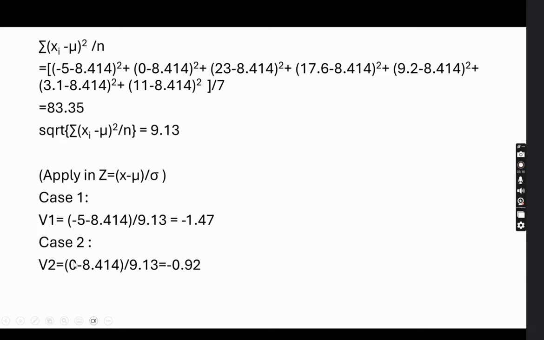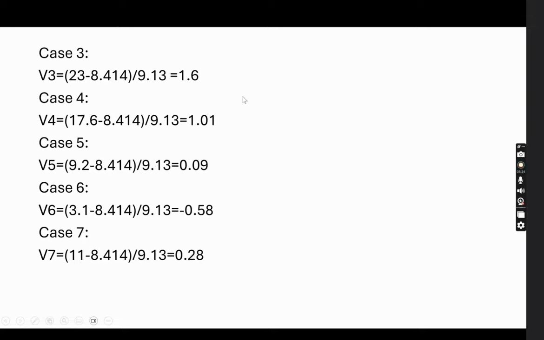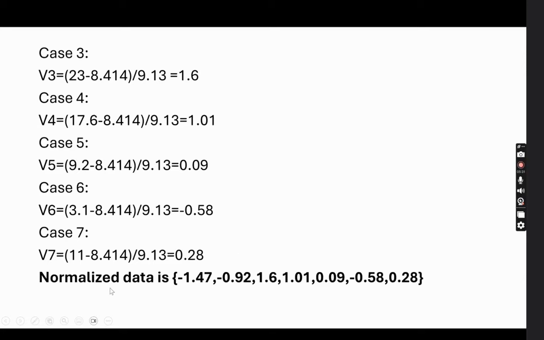So for case 2, when value is equal to 0, your normalized data becomes this. And for case 3, case 4, case 5, case 6 and case 7. So we have calculated all the normalized data values for the given data set. Hence the normalized data calculated for the given data set using Z-score normalization is -1.47, -0.92, 1.6, 1.01, 0.09, -0.58 and 0.28.